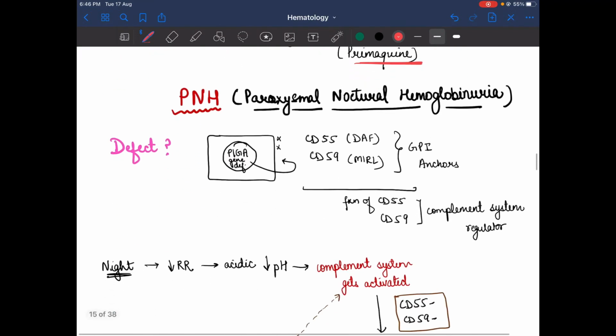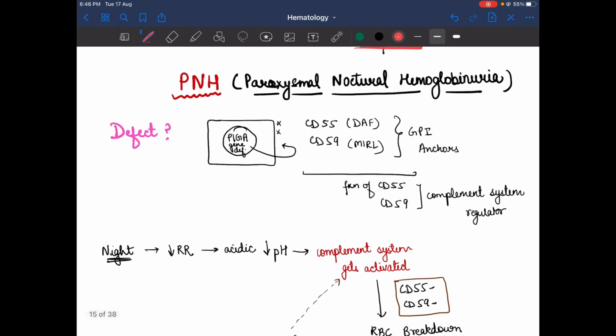Now next one is PNH, that is paroxysmal nocturnal hemoglobinuria. Basically what will happen is that when the person wakes up in the morning and passes urine, he sees blood in the urine. So hematuria is seen by the person. This is the presentation of PNH, paroxysmal nocturnal hemoglobinuria.